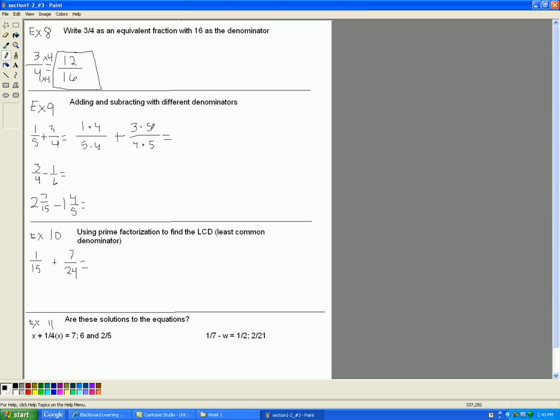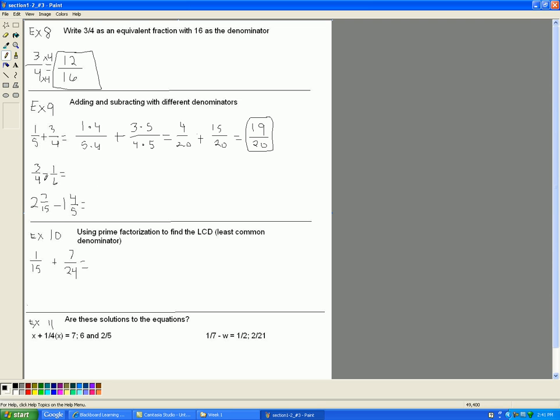And now we can just go ahead and calculate. 1 times 4 is 4 over 5 times 4 is 20. I'm sorry, it's not equals, it should be a plus. 3 times 5 is 15 over 4 times 5 is 20. Now we see they have the same denominator. That is good. So we know our answer is going to have that same denominator. And let's just add through. 4 plus 15 is 19. Does this reduce any further? No, it doesn't. So this is our final answer.